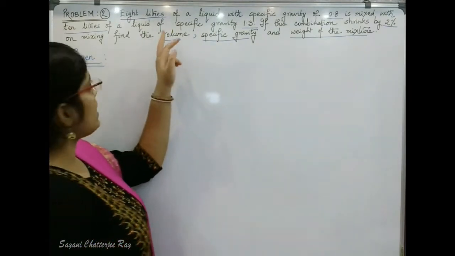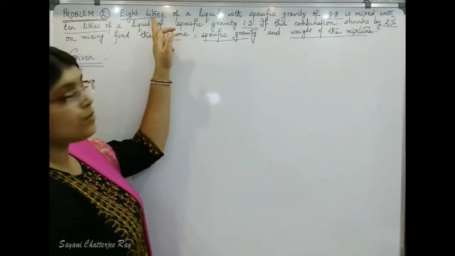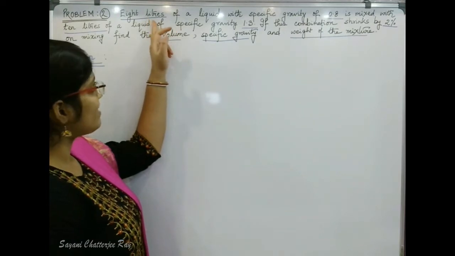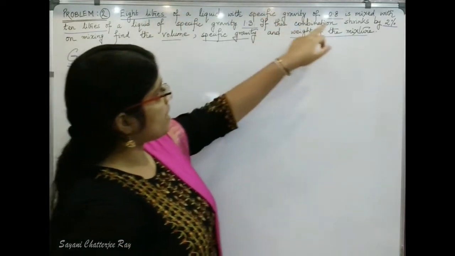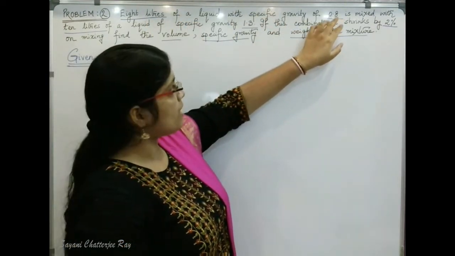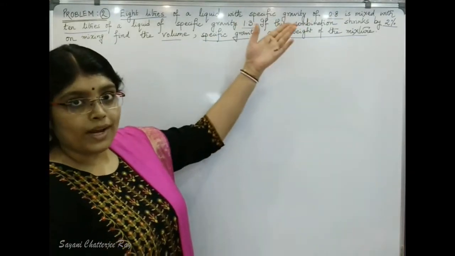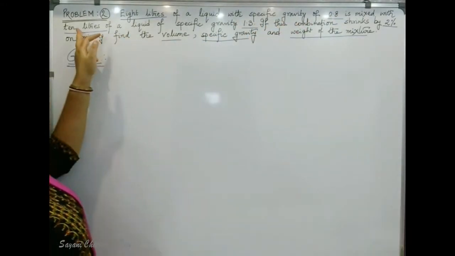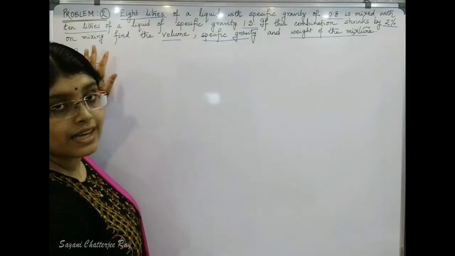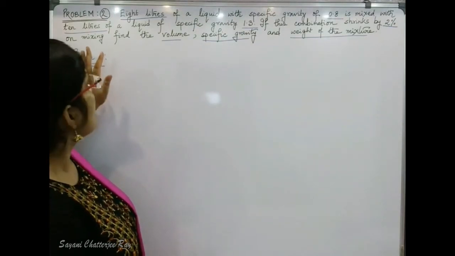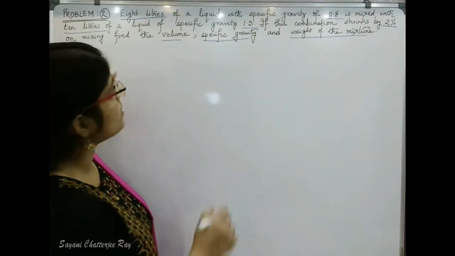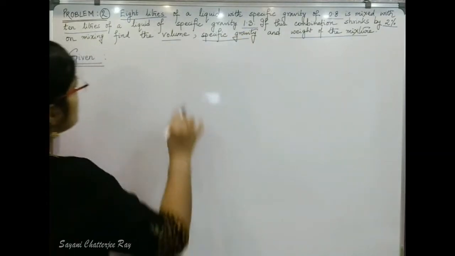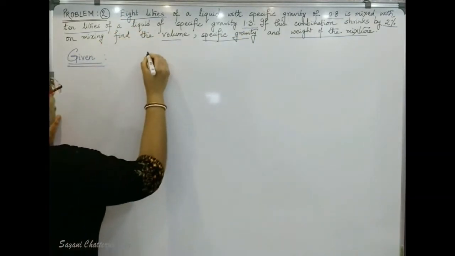So here you can see that first is given volume 1, which is equal to 8 liters of a liquid, and the specific gravity of that liquid is 0.8. Now that liquid is mixed with another liquid of 10 liters. So 10 liters is volume 2 or V2 and specific gravity, that is S2, is 1.3. So now let's write the given data.